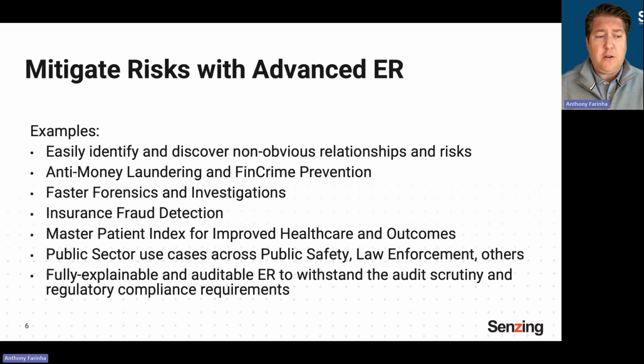Insurance fraud is another use case. Master patient index, improving healthcare and health outcomes. There's a multitude of public sector use cases around public safety, law enforcement, and many others. And the most important thing here with advanced ER, the entity resolution matching process is going to be fully explainable and auditable to stand any scrutiny related to audits or regulatory compliance.